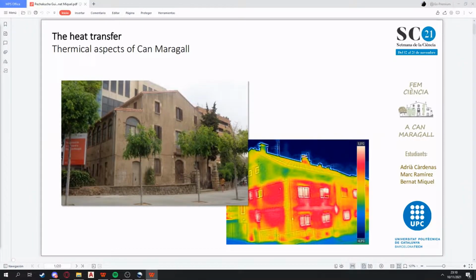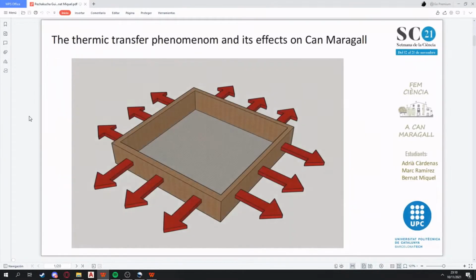Hi, welcome everybody to this small and brief presentation about how the heat affects buildings, and in this case Can Maragall. To get started, we're going to explain what heat transfer is, when it occurs and why, how to calculate it, and finally, how it affects the traditional house we're studying, that is Can Maragall.